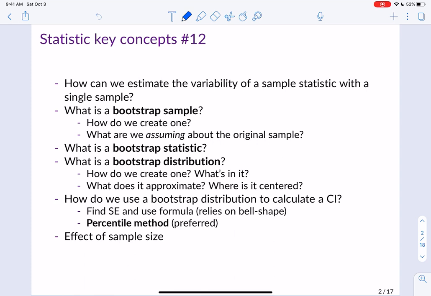We're going to learn two techniques. The first one relies on the formula you've already used for calculating confidence intervals. And then the other one uses a method called the percentile method. And I would say that this is the preferred method in general. And then we're going to finish with a discussion about the effect of sample size on the standard error. Basically, the only information that comes to us from 4.4 is the percentile method. Otherwise, everything else is in 4.3.